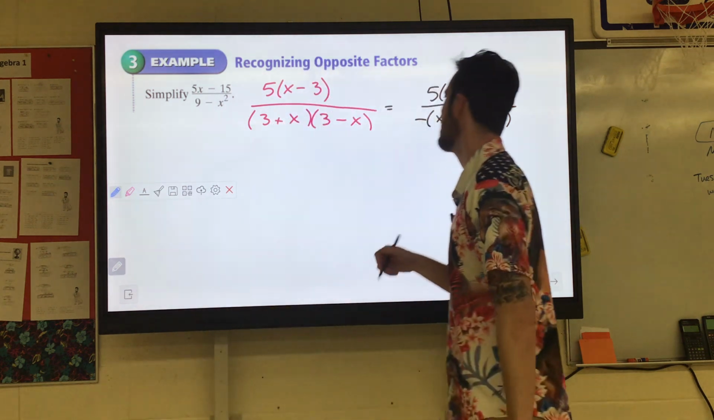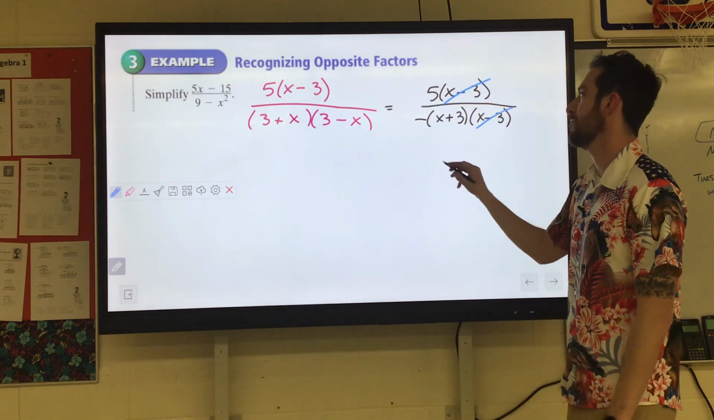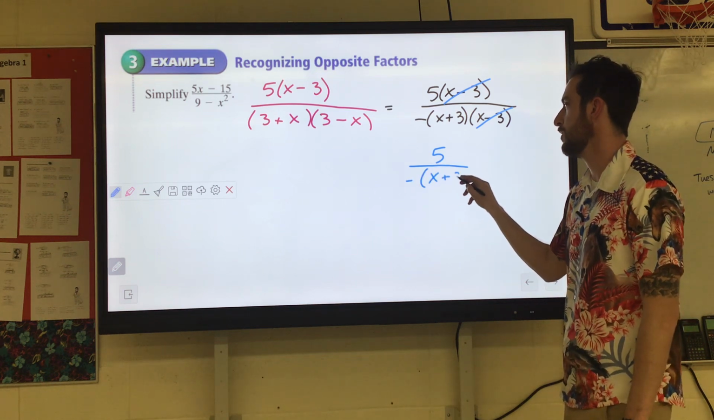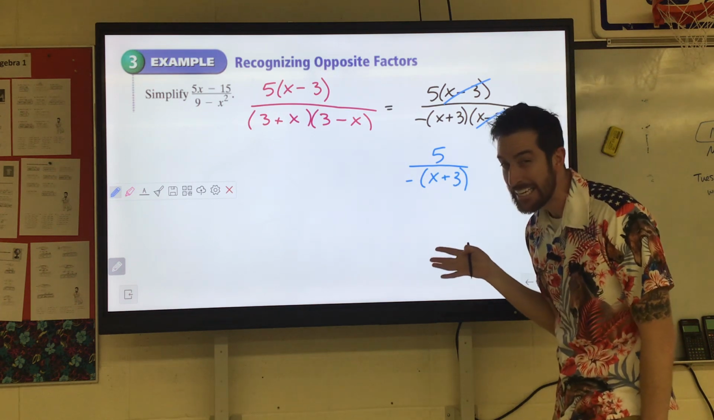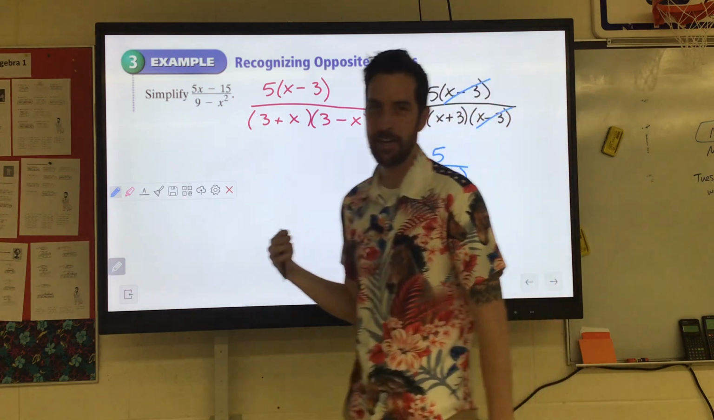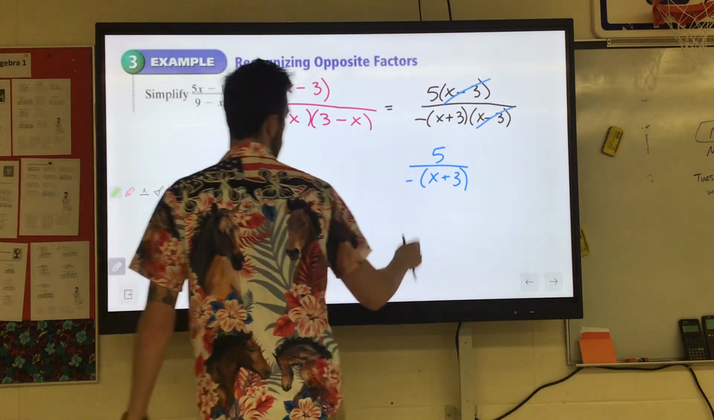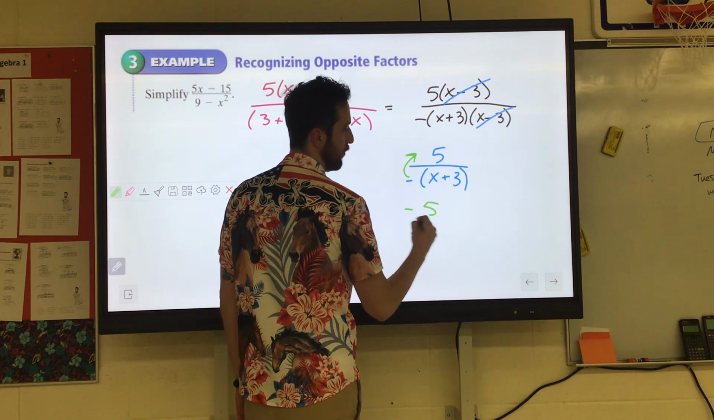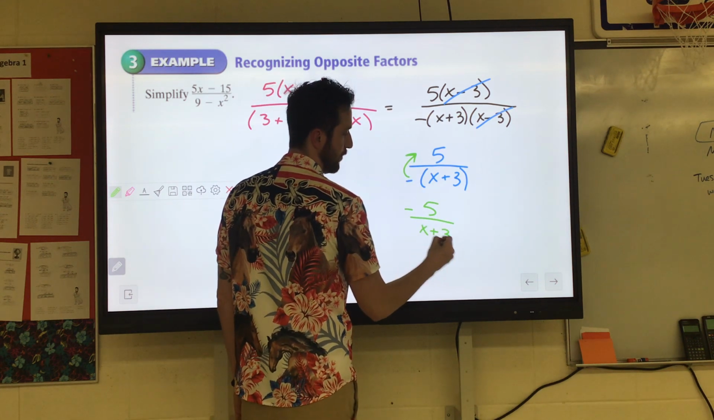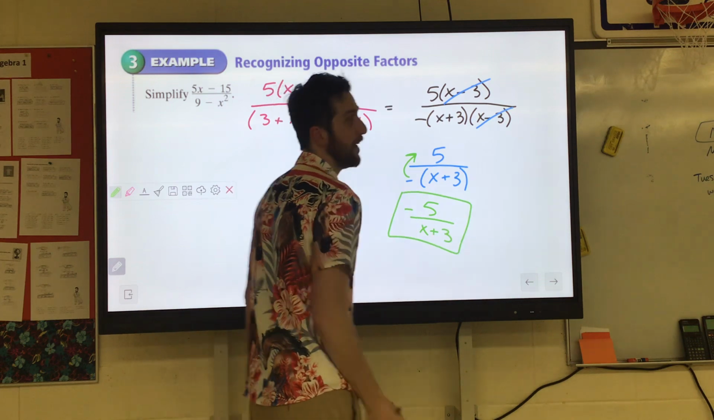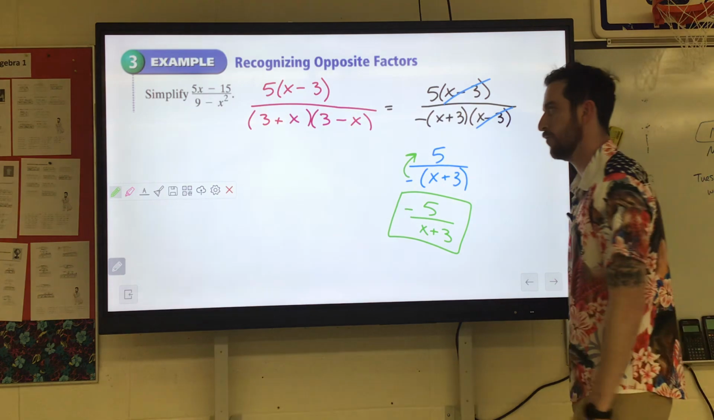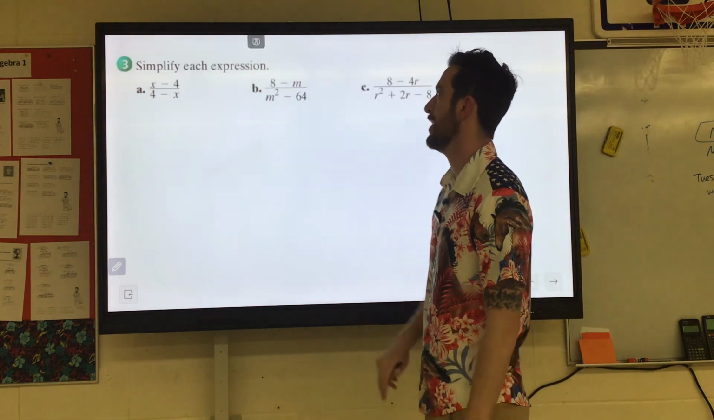Now we can cancel out the x minus 3's. So you have 5 over negative parentheses x plus 3. And that's fine. But typically you don't write the negatives in the denominator. So you could go ahead and just move that up top or out in front. You can make it -5 over x plus 3. That's extra gravy. If you need to flip subtraction, factor out a -1. That's what we're practicing on the next.